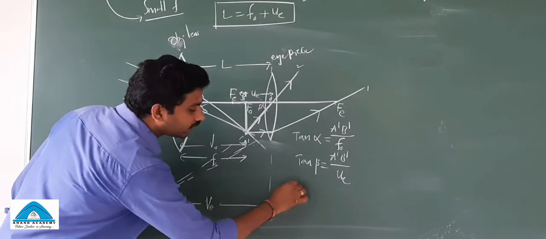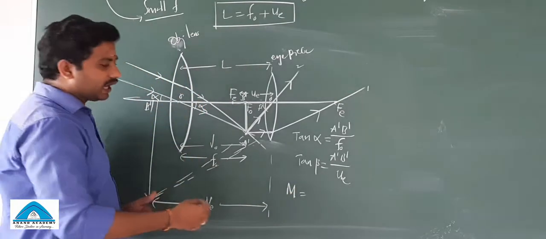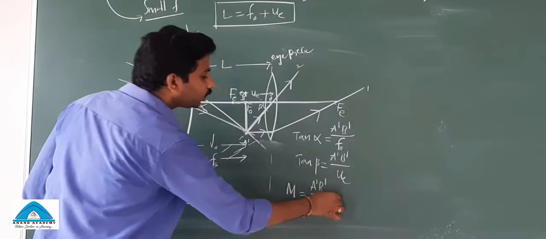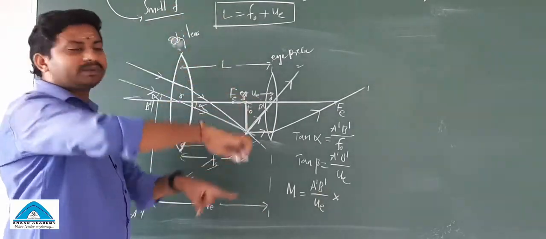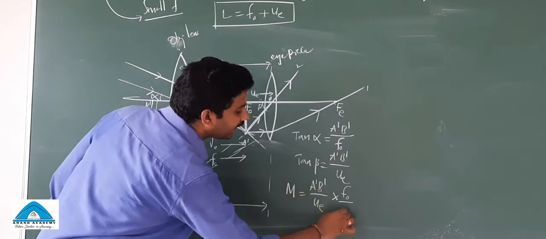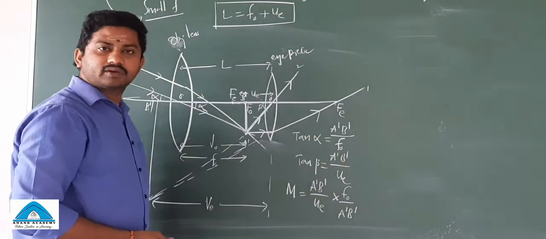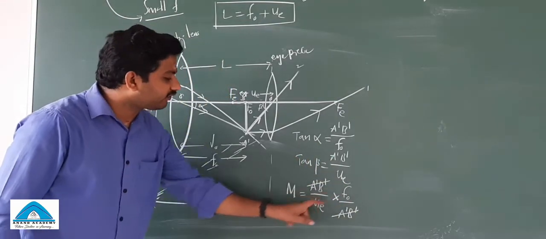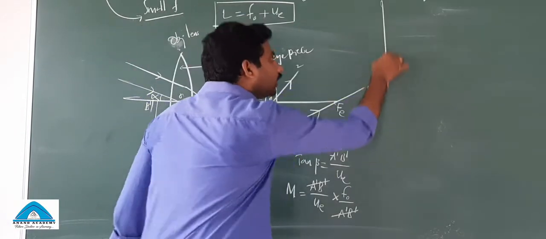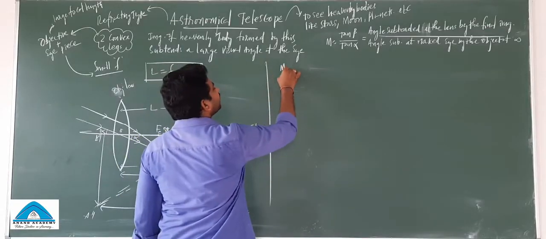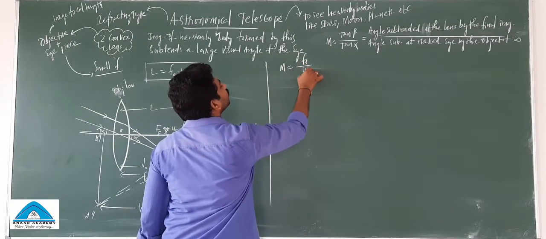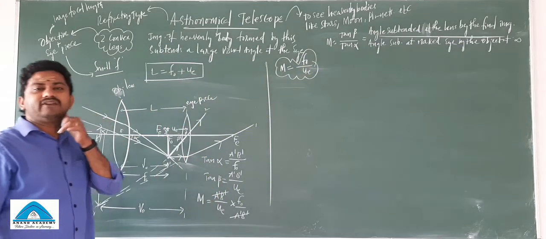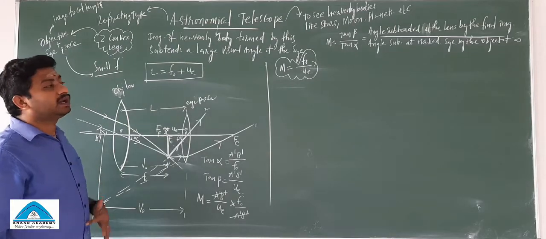And the magnification, what can I write here? Tan beta by tan alpha. So this is A dash B dash by UE, and tan alpha comes to the numerator as its reciprocal, f naught divided by A dash B dash. Now A dash B dash cancels here. So the magnification is f naught by UE. This is the basic magnification formula we have got. From this basic formula, there are two cases.